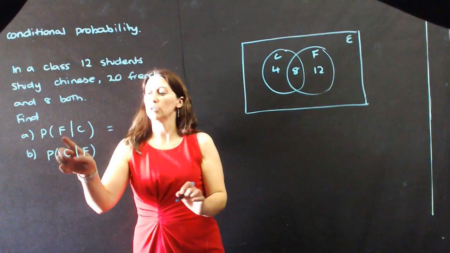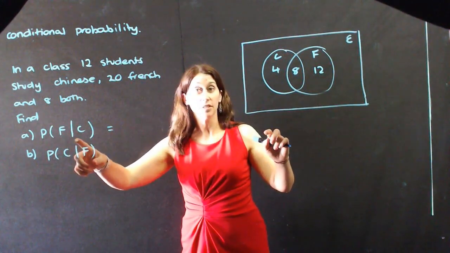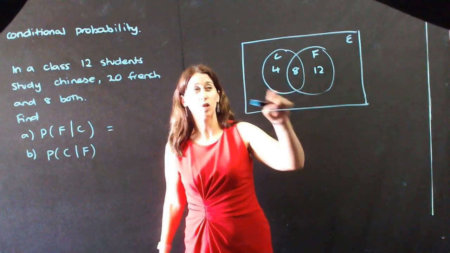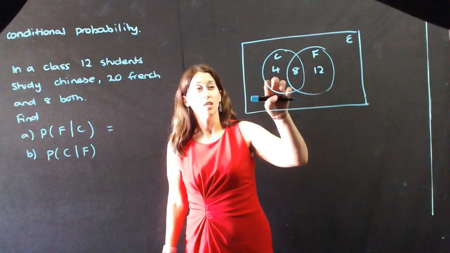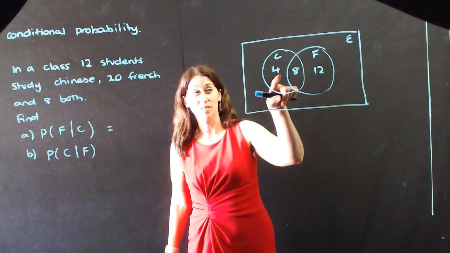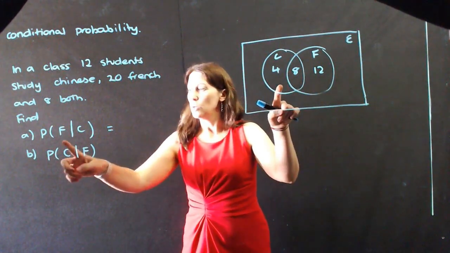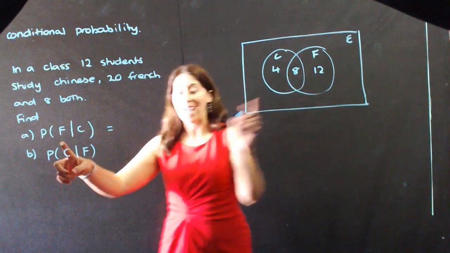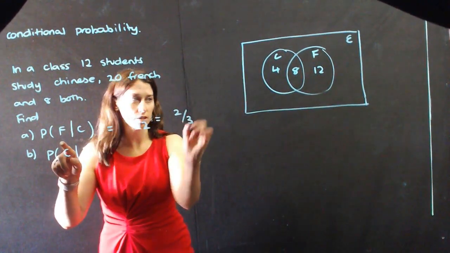Alright, so let's have a look. We're interested in students that study French given that they study Chinese. So let's just look at the given condition here, which is studying Chinese. That's given. So we have a total of 12 students there. So our probability will only be out of this circle here, 12. What's the probability they study French? 8 out of 12, which can be cancelled down to 2/3.